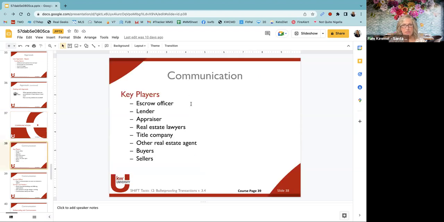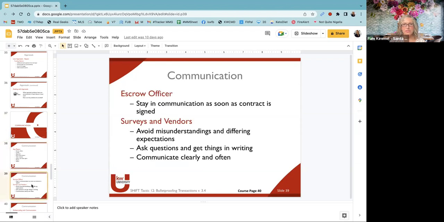Let's see here. Oh, escrow officer, lender, appraiser, lawyers, other real estate agent, buyers and sellers, and stay in communication as soon as a contract is signed. So of course, as soon as a contract is signed, we submit it to either our transaction coordinator and she submits it to the title company because those are the instructions, or we send that out right away. Surveys and vendors: avoid misunderstanding and differing expectations, ask questions and get things in writing, and communicate clearly and often.